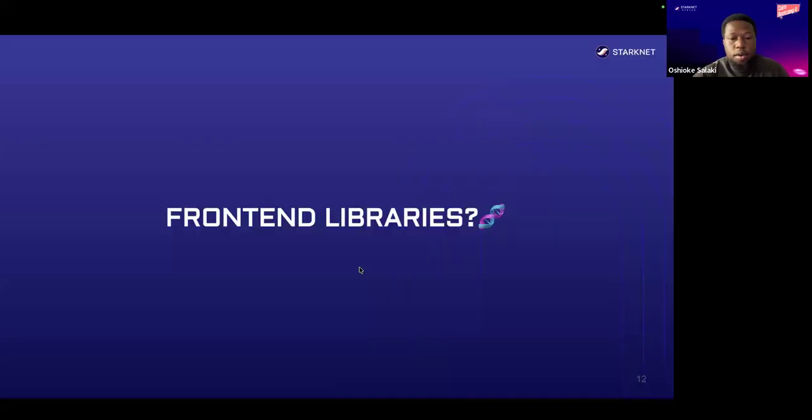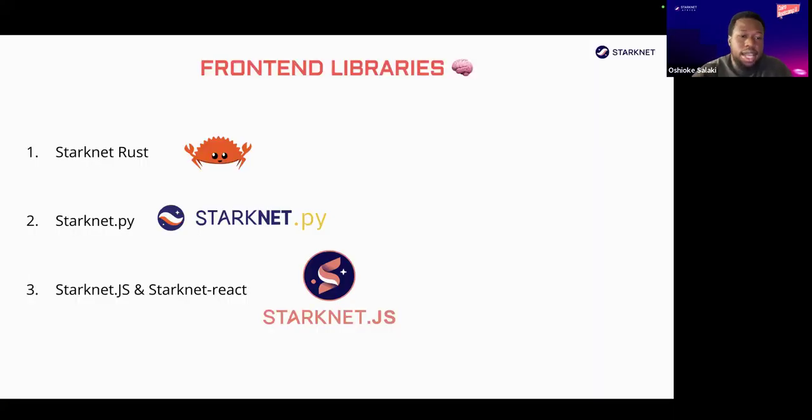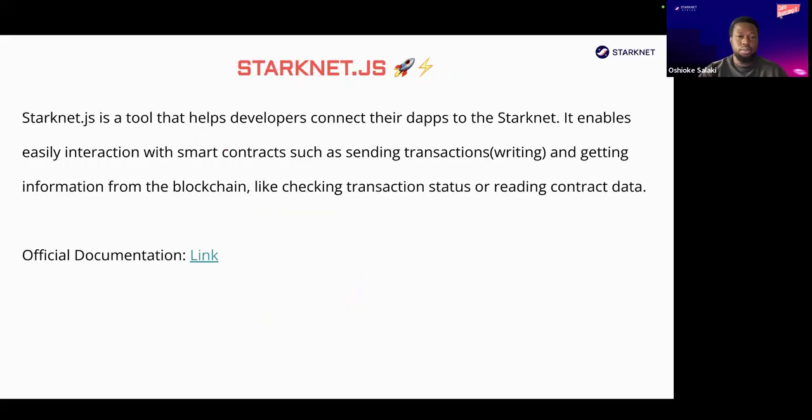So yeah, we have some front end libraries that assist when we're integrating our smart contract to our front end. We have Starknet Rust, Starknet Python, Starknet.js and Starknet React. When you are using a JavaScript framework to build your dApp, you make use of Starknet.js. But if you're using Python, you make use of Starknet.py. Then for Rust, you use Starknet Rust. So for today's class, we're going to be focusing on Starknet.js and Starknet React.